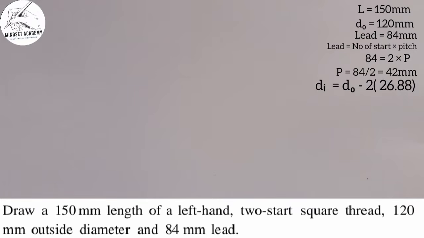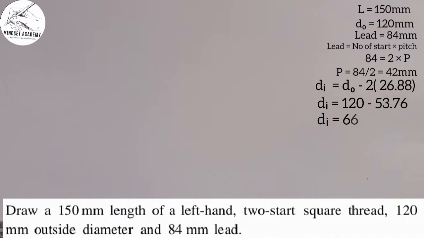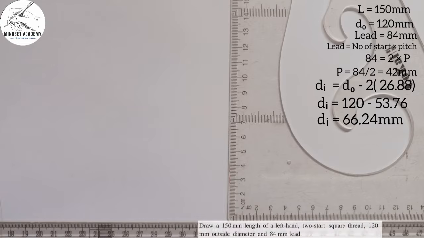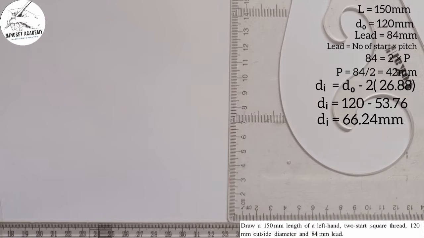Therefore, my internal diameter will be 120 minus 2 times the threading depth, which is 26.88, and that is going to give us 53.76. So when you subtract 53.76 from 120, you'll have the internal diameter to be 66.24, right? Since we have successfully gotten the outer diameter, the internal diameter, and the pitch, the next thing is for you to start implementing it on our drawing sheet.